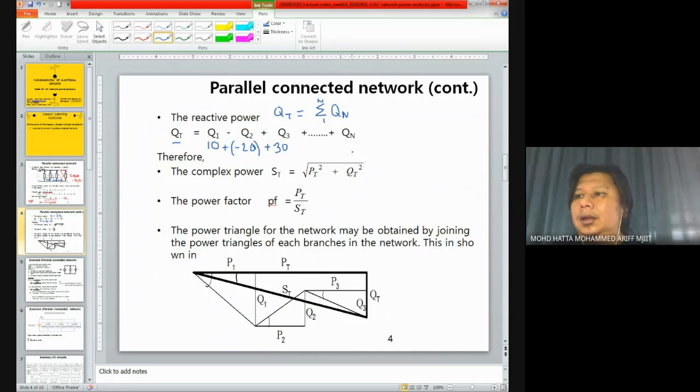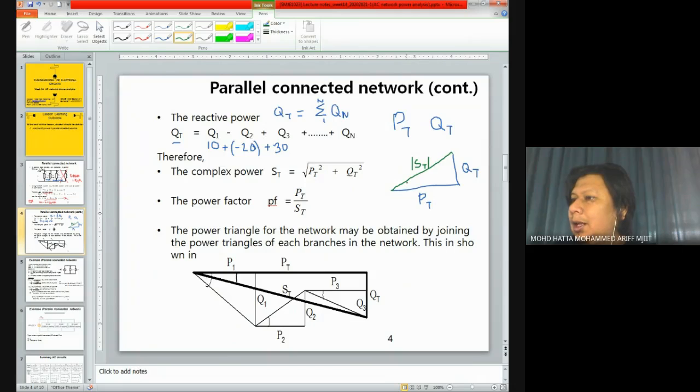And for the complex power, since you know your P total and also your Q total, remember that P is the horizontal line or real component, the active component over here, and Q is the imaginary part, meaning that it is the vertical part over here. And S is the vector that we have here. So the S total magnitude is over here. This is the magnitude of the S total, and the angle of S total is over here, theta S total.